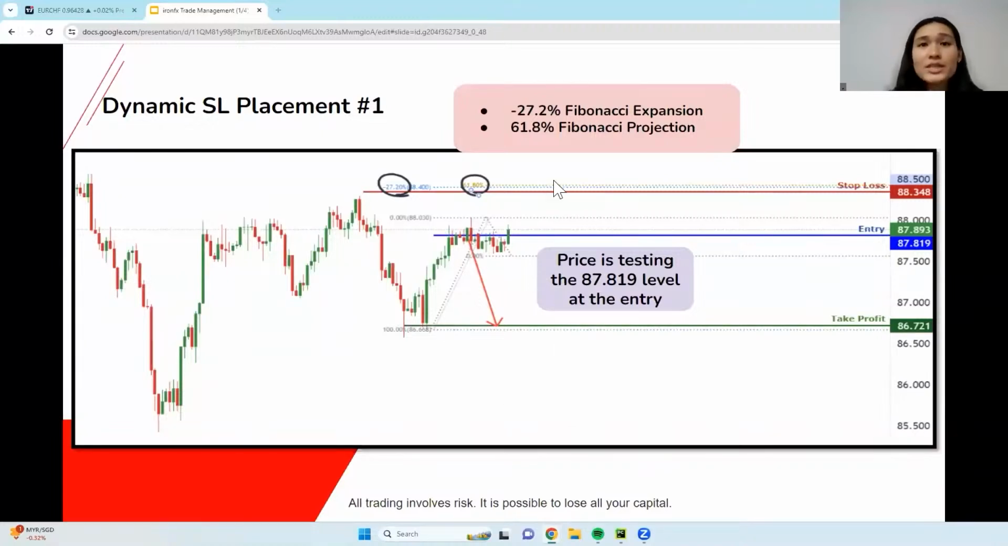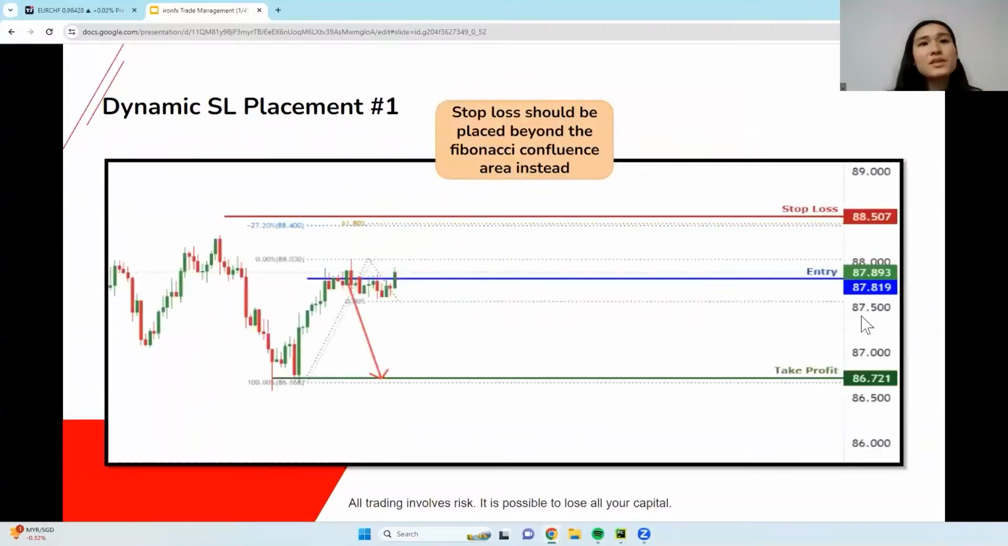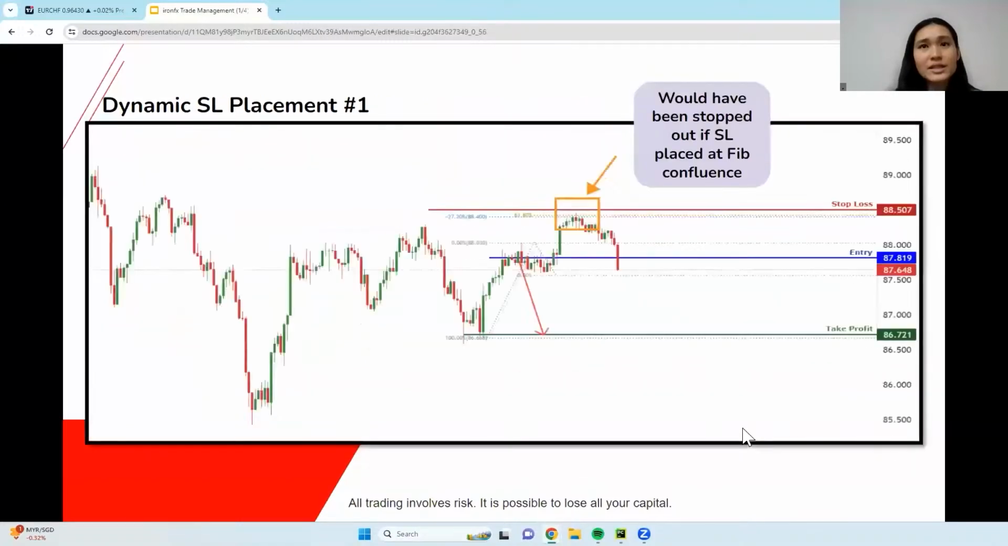Price is currently testing our entry level and we're expecting it to drop back down to our take profit at the 86.721. As we mentioned earlier, our stop loss was placed below, but of course, instead, it should be placed beyond the major Fibonacci confluence area. We will show you why in our next slide here.